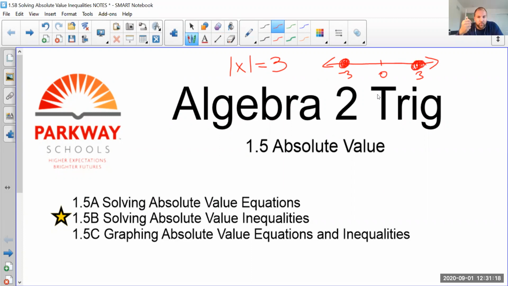So today with inequalities, it's the same type of thing. We're still going to talk about distance from 0. It's just going to work a little bit differently because with inequalities, it's not just a set number. So if we're talking about greater than 3, it's anything that is 3 units or more from 0. So it's a little bit different if you do that. So let's look.